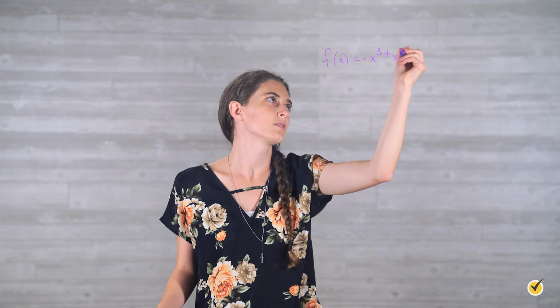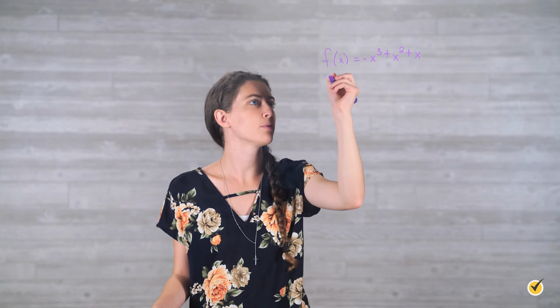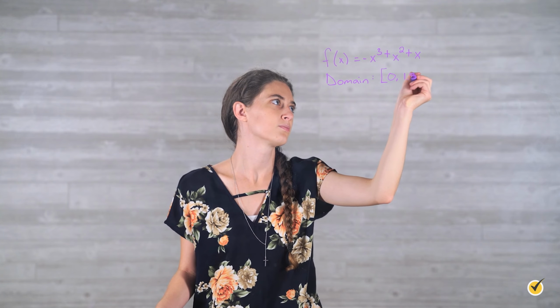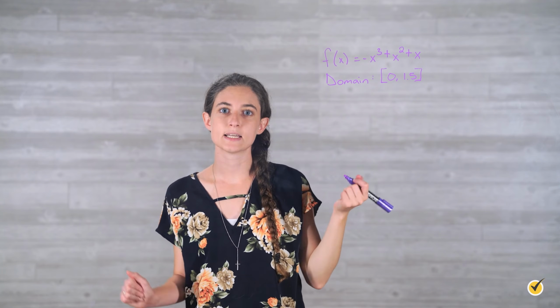Use the trapezoid rule to estimate the area beneath the function f of x equals negative x cubed plus x squared plus x on the domain x equals 0 to x equals 1.5 with a step size of s equals 0.5 and 3 trapezoids. So we have our function f of x is equal to negative x cubed plus x squared plus x. Our domain is from x equals 0 to x equals 1.5. So if we write that in interval notation, that'll look like this. And then our step size is s equals 0.5.